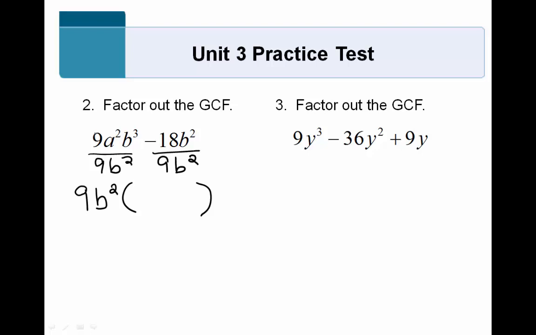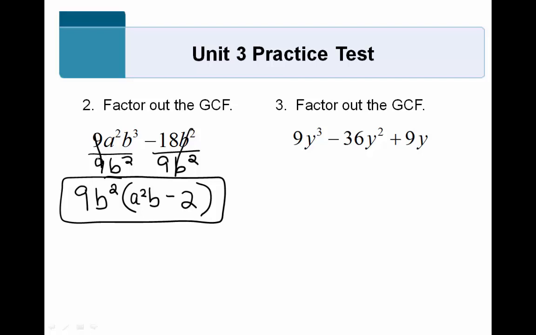We can remove those common factors. Remember that when we divide with those common bases, we subtract our exponents, so we get a squared b minus 2. So we get 9b squared multiplied by a squared b minus 2. And if you want to check your answer, you can remultiply that.